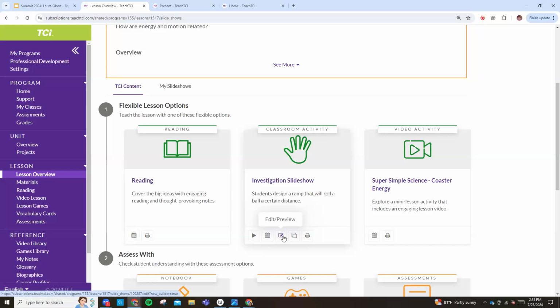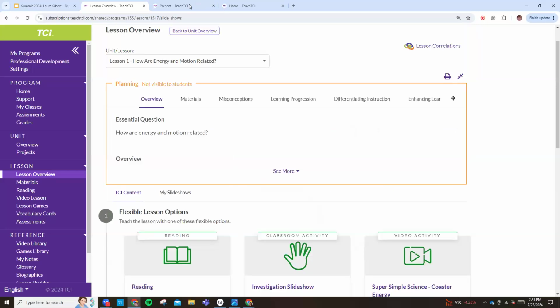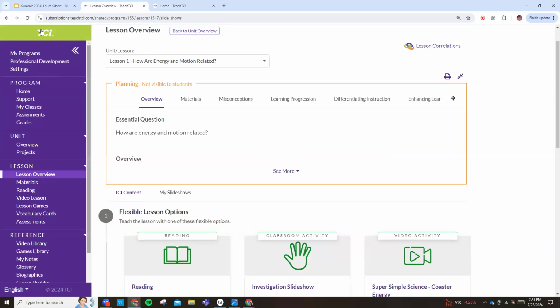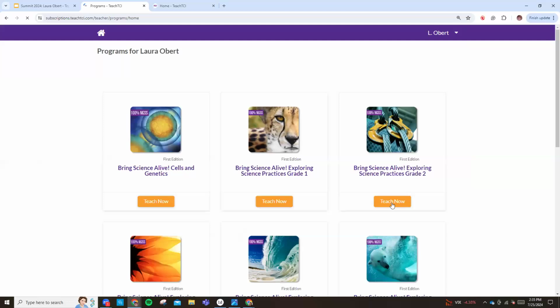Okay, now we're going to pivot and we're going to go over to a 2nd grade lesson. And this is what I originally had pulled up. So I'm going to go ahead and just switch over since we kind of pivoted when that technology wasn't working. So we're now going to go into a 2nd grade lesson.